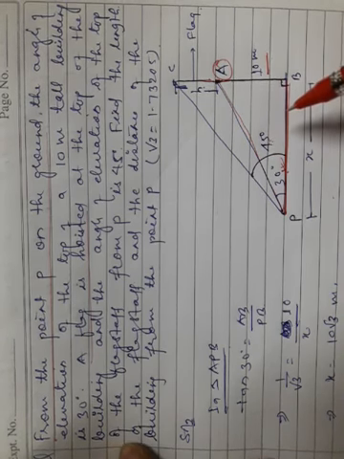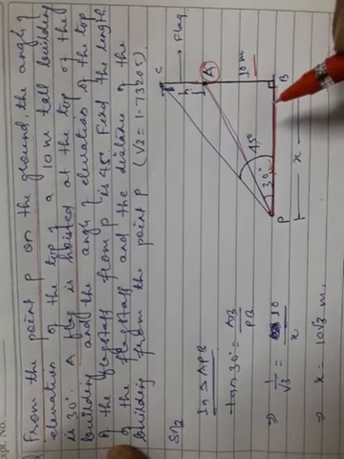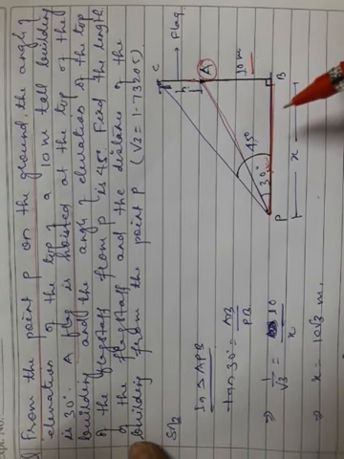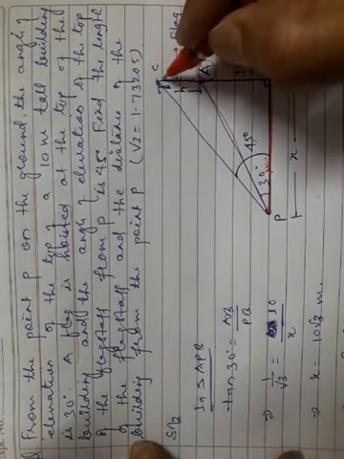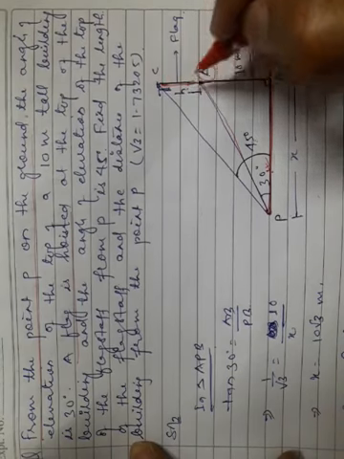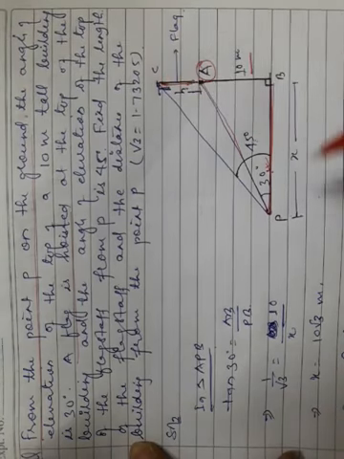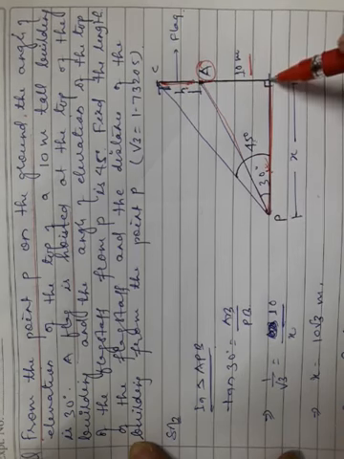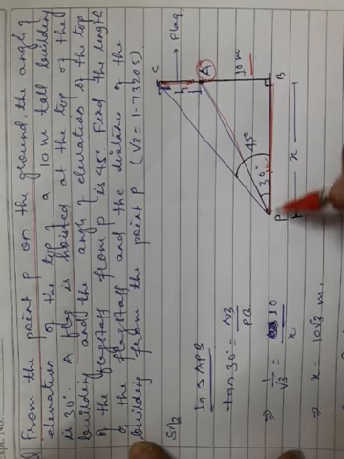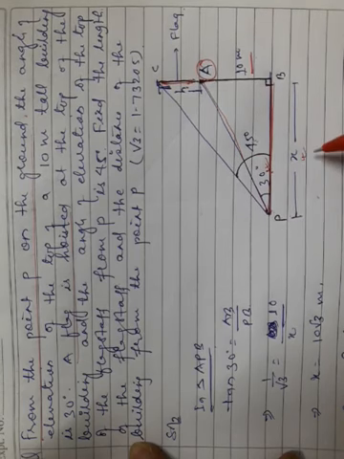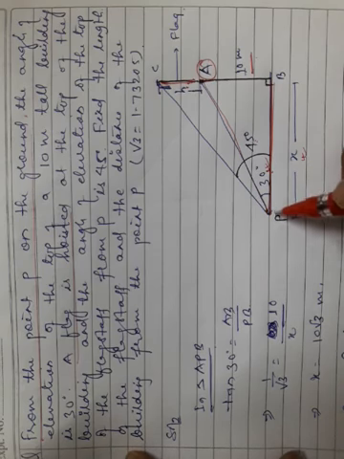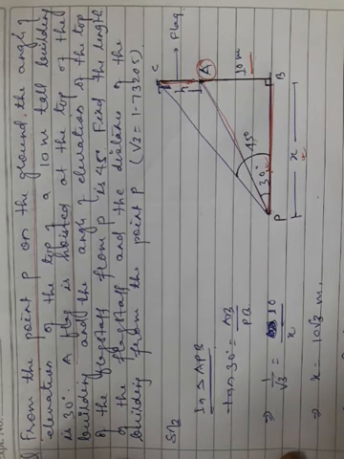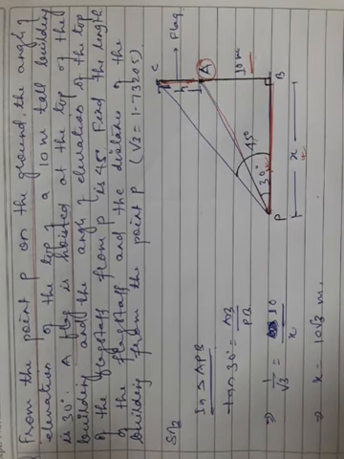Next, it is asking a question: find the height of the flagstaff and the distance of the building from the point P. It means we have to find the height of the flagstaff, this CA, that is h, and the distance between the point P and the building AB, that is x. So let's see now how you will calculate.